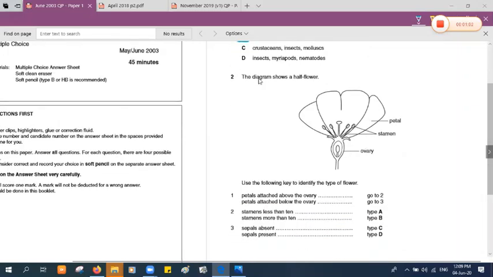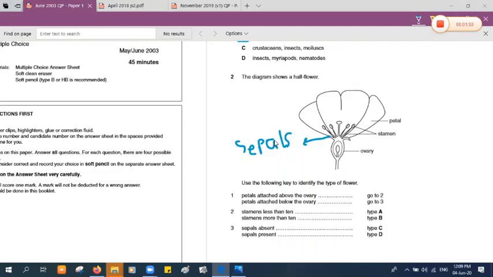Okay, here in this diagram it shows a half flower. Here this is a petal, this is a stamen, ovary, and because we will need this part, we studied this part in reproduction of plants. This is called sepals. Using the key to identify the type of flower, you have 1 minute and tell me the correct answer.